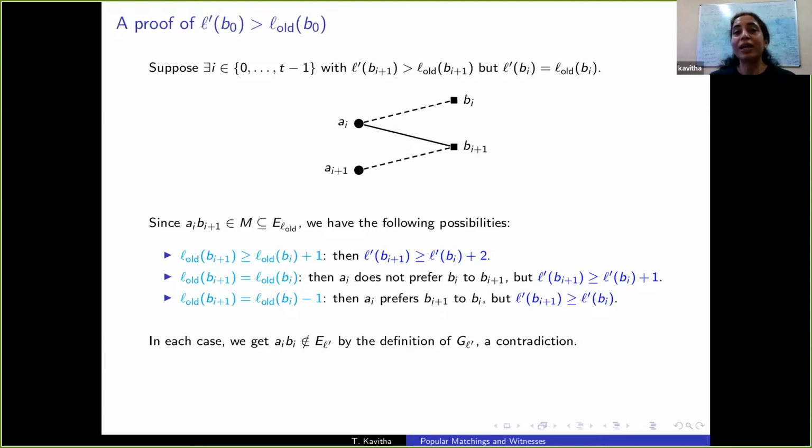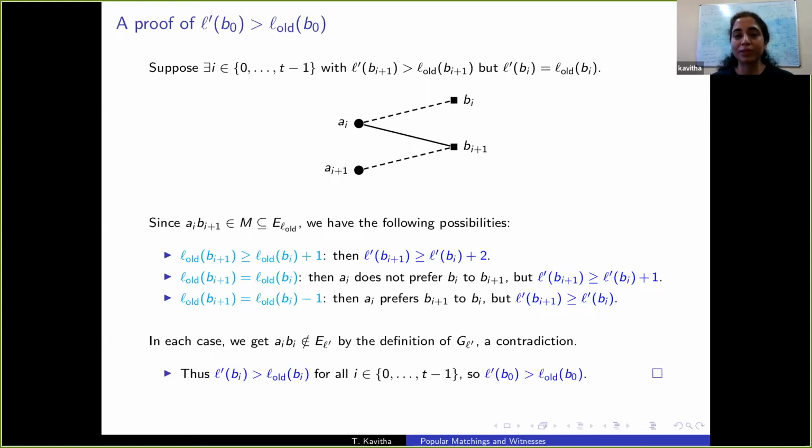So if we assume that the level of Bi under that L prime function and under our function is equal, but Bi plus 1 had a higher level under the L prime function than our function, then in fact we get a contradiction. Because in the first case, the level of Bi plus 1 under the other function is at least 2 more than the level of Bi, both under that function. In the second case, Bi plus 1 is one level higher or more, and AI does not prefer Bi to Bi plus 1. And in the last case, it's in the same level, and in fact, AI prefers Bi plus 1 to Bi. So in all the cases, the conclusion is that AI Bi ought not to be present in that subgraph, G sub L prime.